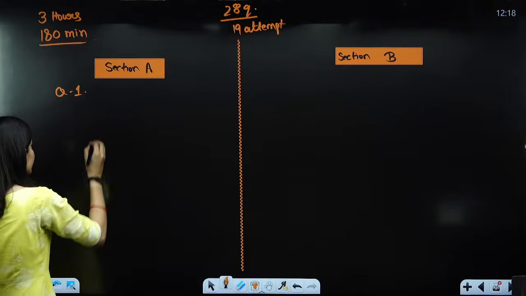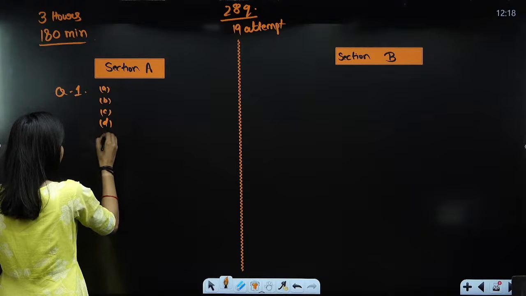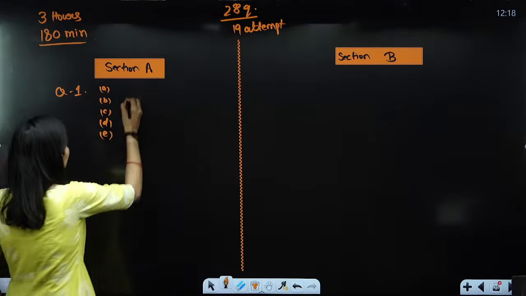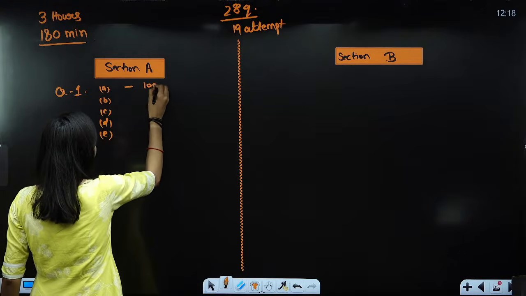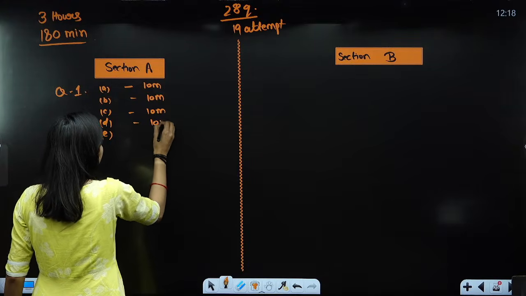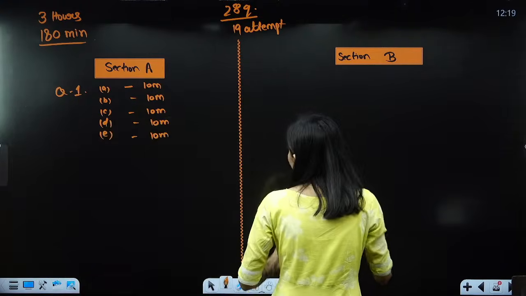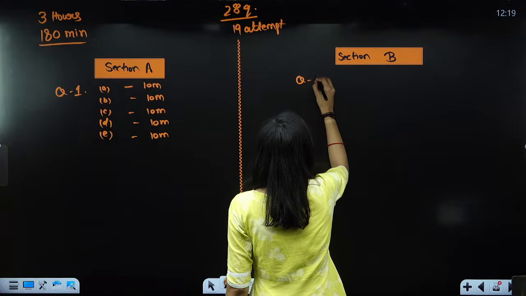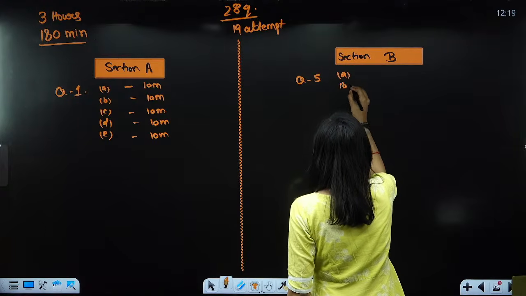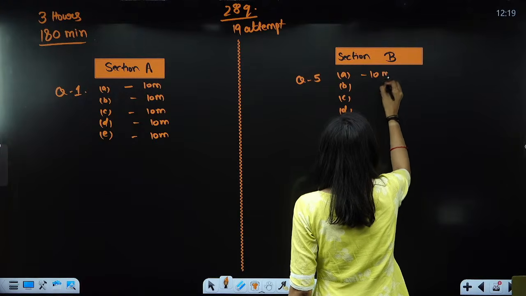This compulsory question would consist of 5 parts: A, B, C, D, E. There is no choice. Each part will carry 10 marks. So that is the compulsory one. Section B again consists of a compulsory question, the 5th question, which will also consist of 10 markers.